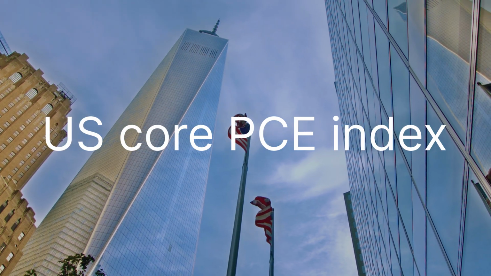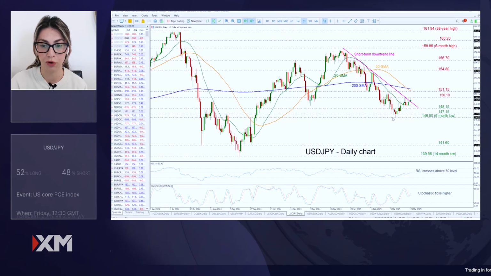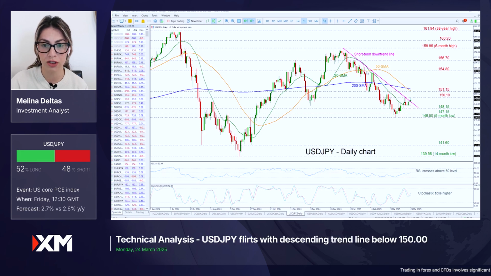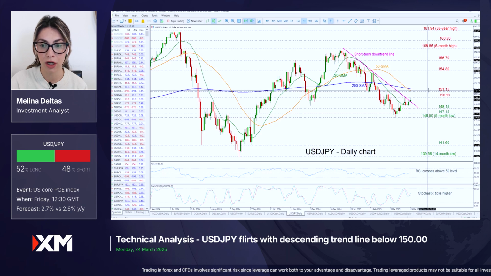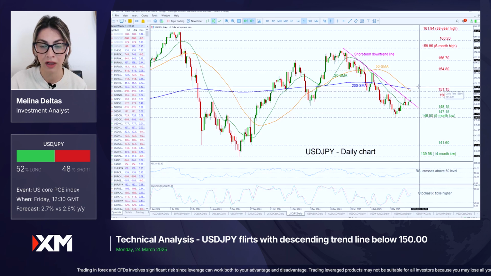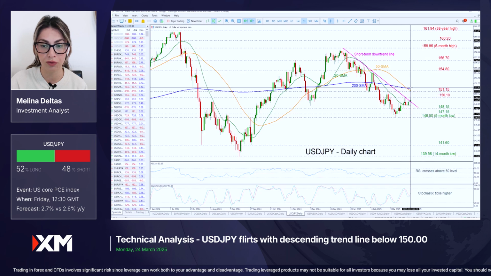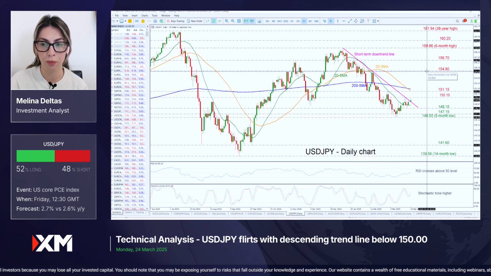had a rebound of the 5-month low of 146.50 and is currently challenging this short-term descending trend line below the 150 round number. So if there is a climb above the 150.10 resistance, then the market may challenge the 151.15 level and the bearish crossover within the 50 and the 200 DSMAs around the 151.15 area. Any movements above these lines, then it will open the way towards the 154.80 resistance, changing the outlook to a more positive one.